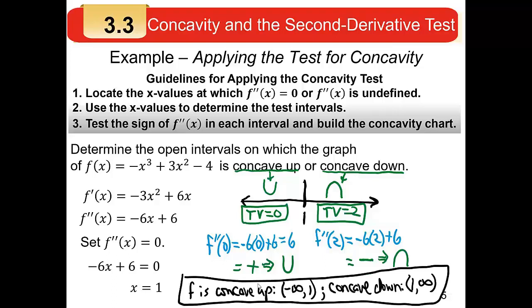So to wrap it up, what you've shown is that the function is concave up to the left of 1, that's minus infinity to 1, and it's concave down to the right of 1, that's 1 to infinity.